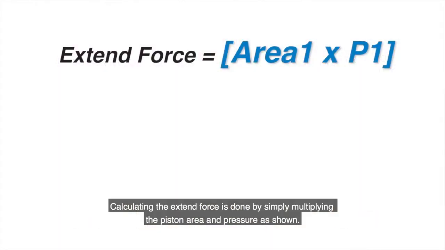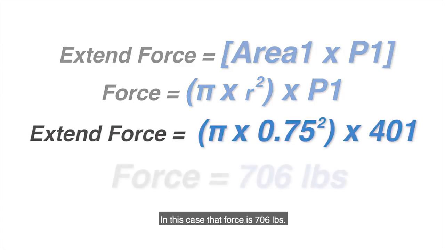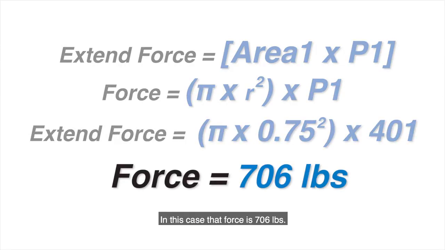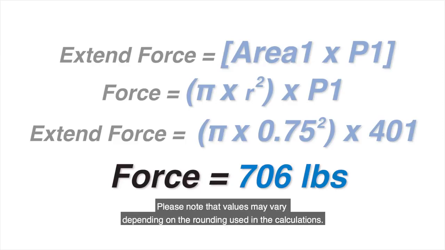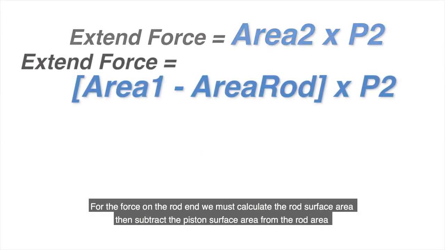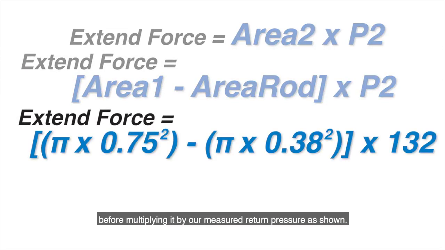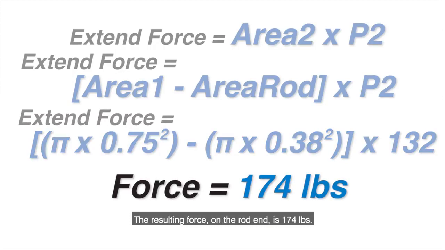Calculating the extend force is done by simply multiplying the piston area and pressures as shown. In this case, that force is 706 pounds. Please note that values may vary depending on the rounding used in your calculations. For the force on the rod end, we must calculate the rod's surface area, then subtract the piston surface area from that rod area before multiplying it by our measured return line pressure as shown. The resulting force on the rod end is 174 pounds.